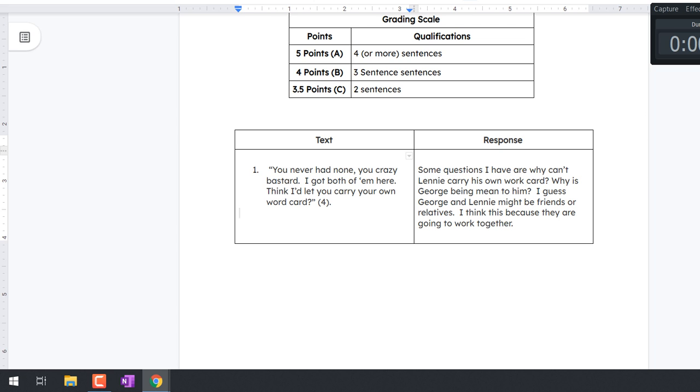So my response is, some questions I have are, why can't Lenny carry his own word card? Why is George being mean to him? I guess George and Lenny might be friends or relatives. I think this because they are going to work together. So, a very simple response. You need 4 sentences for an A, and your quote can be anything that interests you.